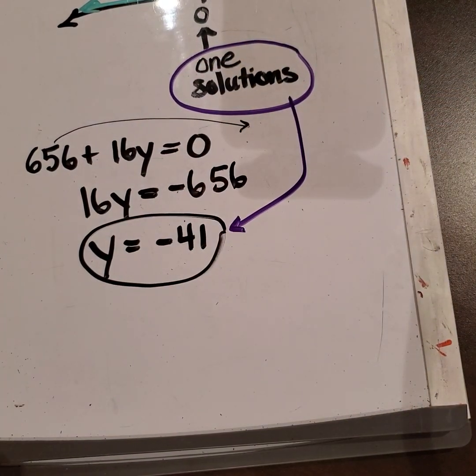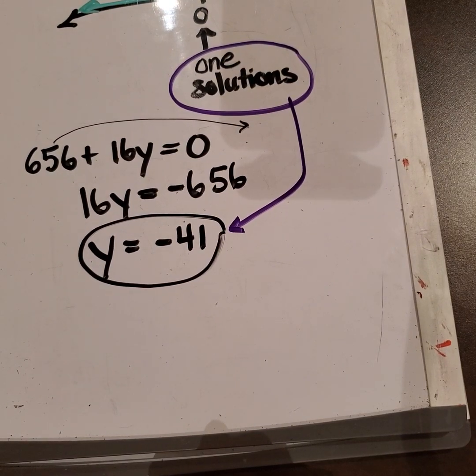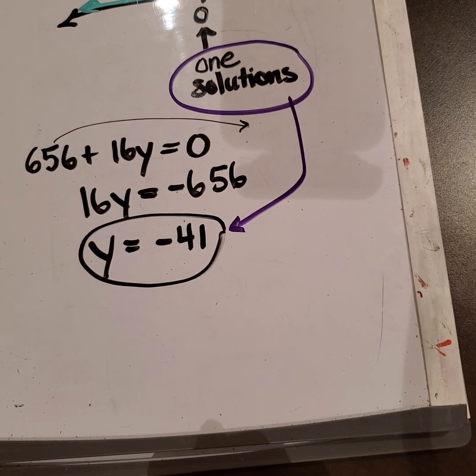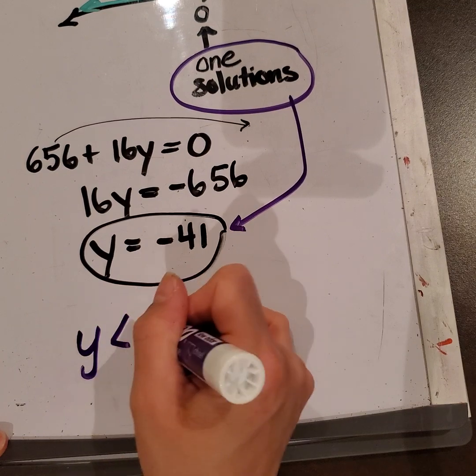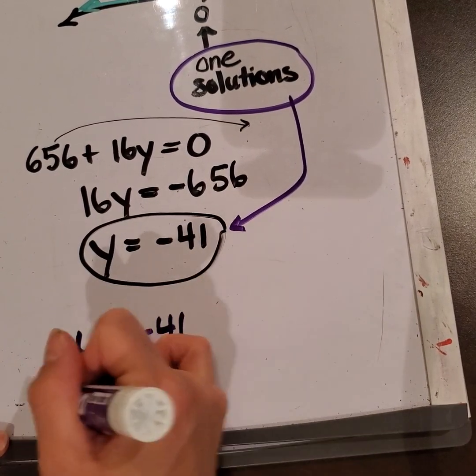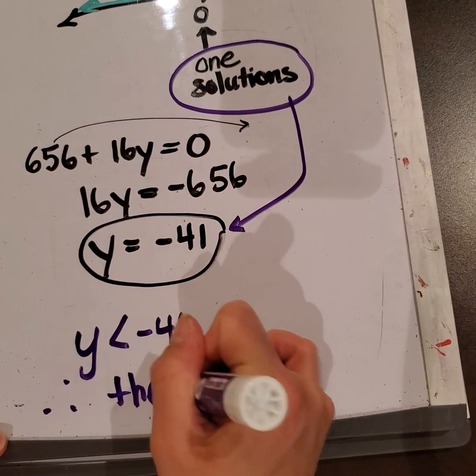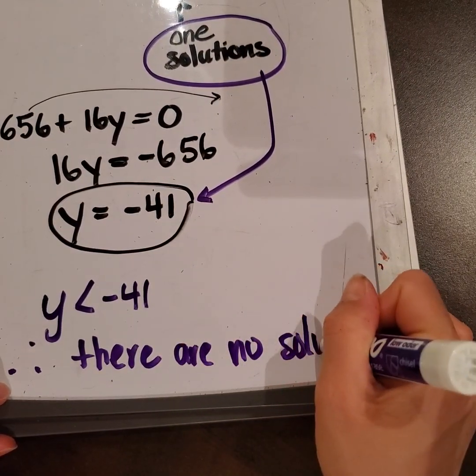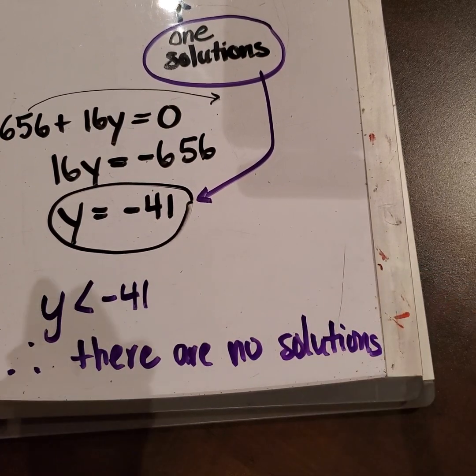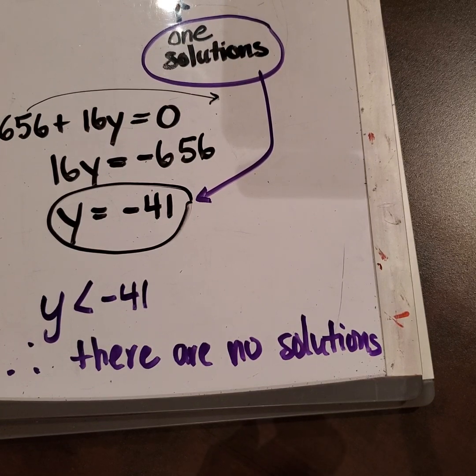Now, they don't want to know when the equation has one solution. They want to know when the equation has no solutions. So it must be everything less than negative 41. Okay, so when y is less than negative 41, therefore there are no solutions. Can you see this? Yes, you can. All right. Hopefully I didn't confuse you too much with this last little segment of the video.